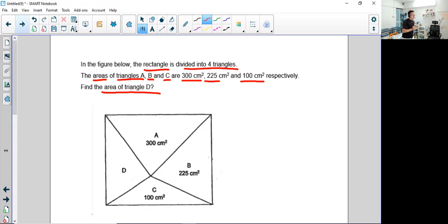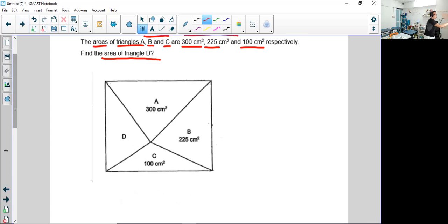So many students will get lost. They will get confused. They are totally puzzled by the diagram, and they won't know how to get the area of D. So there is a method here, and the method is to know how to draw a right angle triangle. Whatever triangular shapes you are given, you must know how to draw a right angle triangle.